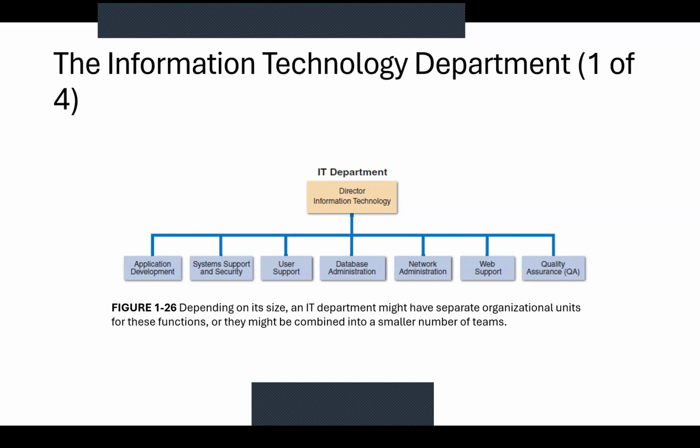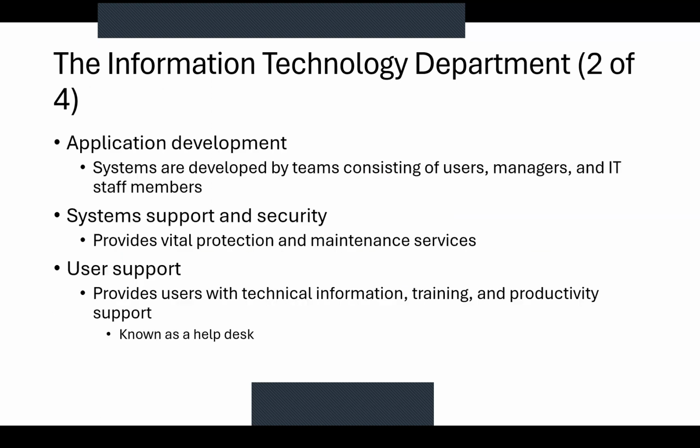Quality assurance is a team basically that will take care of the testing of your software. Okay. And that also defines the quality of your software. So when we talk about the information technology department, it consists of different teams or development teams. So if we talk about the application development, systems are developed by teams consisting of users, managers, and IT staff members. System support and security provide vital protection and maintenance services.